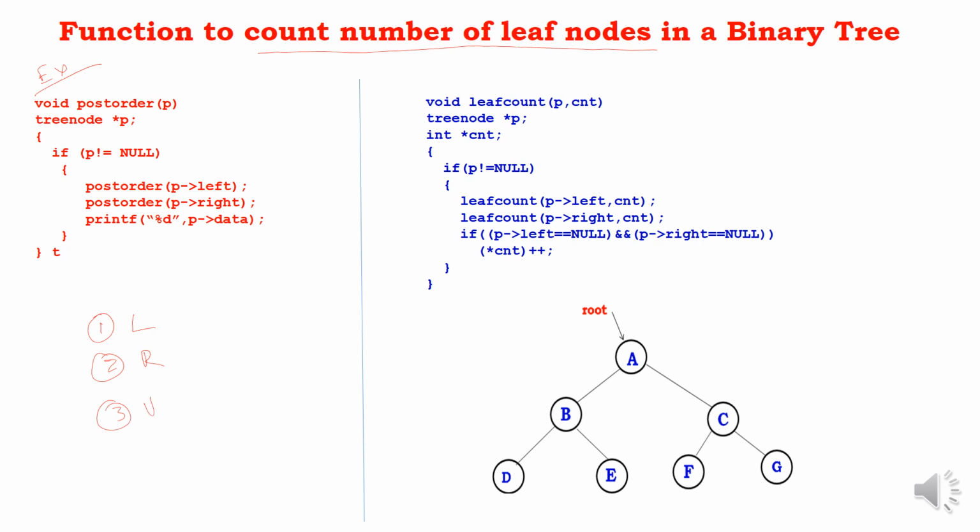See, postorder(P), where P is a binary tree, or a pointer pointing to a binary tree, that is, a pointer pointing to the root of a binary tree. If P is not null, where P is the root of a binary tree, it means a non-empty binary tree.